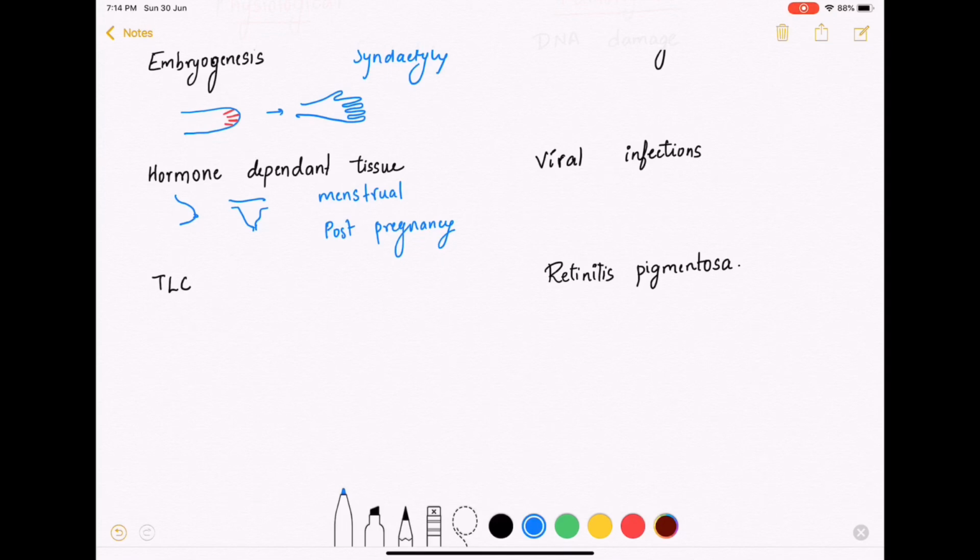Then it's about the TLC, that is total leukocyte count. Let's say a person had an infection. So his TLC would have gone high. It would have increased in number. After the infection comes down, after the infection is all gone, the TLC has to come back to the normal value. And here is where apoptosis plays an important role.